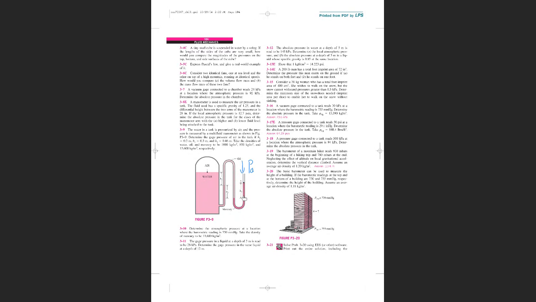rho g h3 for mercury, minus rho g h2 for oil, minus rho g h1 for water, equals P1. The only issue here is that H1 is associated with water and H2 is associated with oil. You must be careful about it.